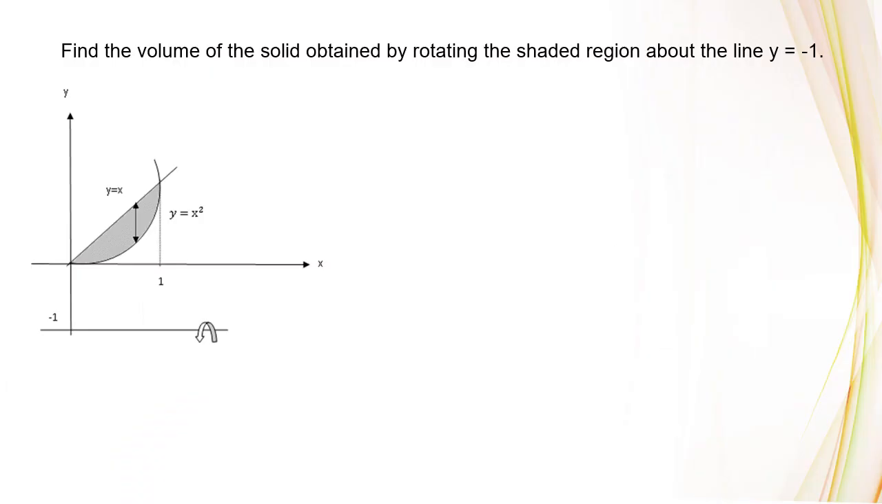Look at this example. Find the volume of the solid obtained by rotating the shaded region about the line y equals -1. We want to revolve the shaded region at y equals -1, 360 degrees, and find the volume of the revolution. Our cross-section is perpendicular to the axis of revolution, so we will use the washer method.